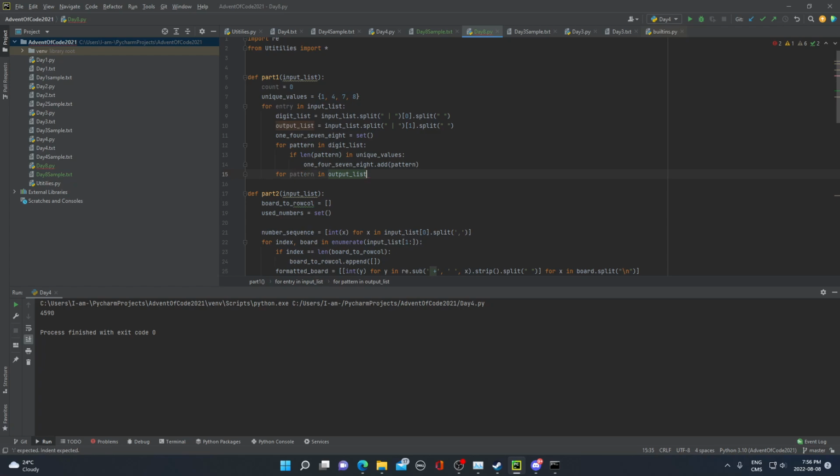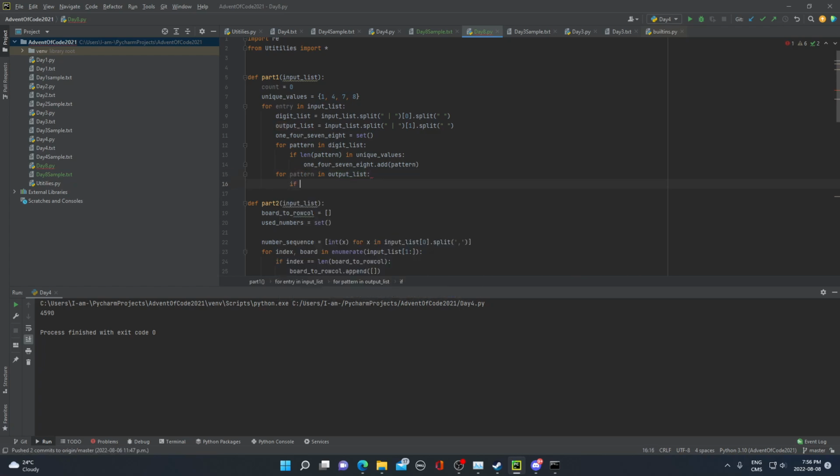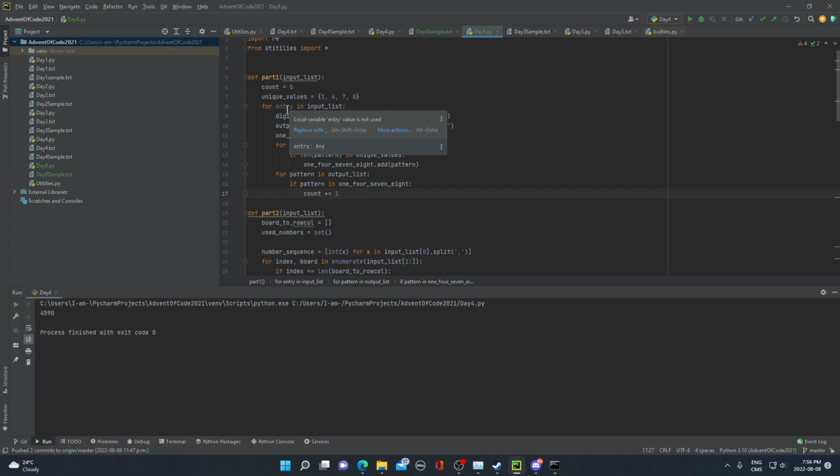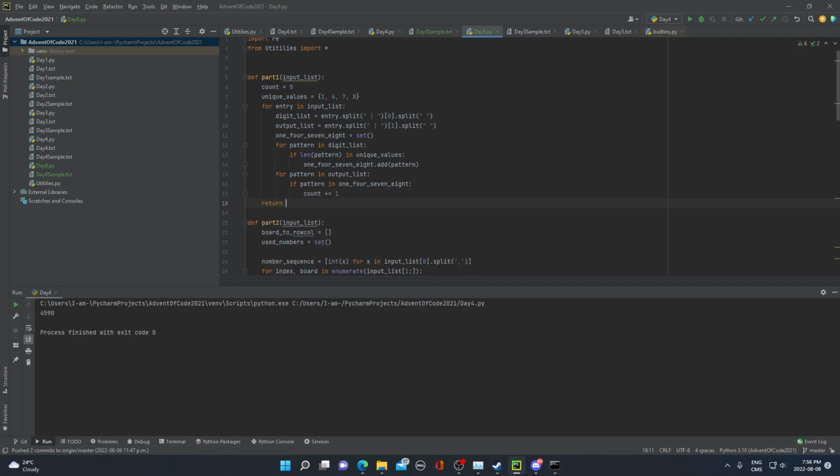And then we go through the output list. And if it exactly matches with something in the input list, then we add one to the count, and that's it. Should be entry, split the entry, don't split the input list. And in the end, we can return count. And that should be it, honestly.